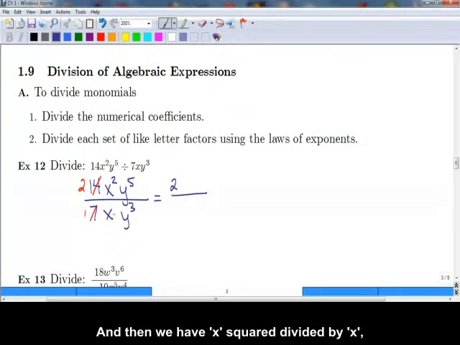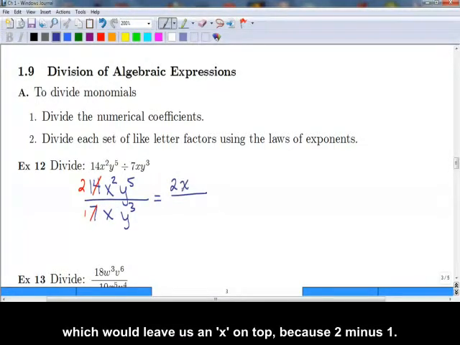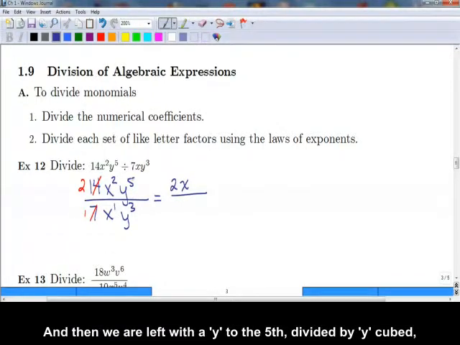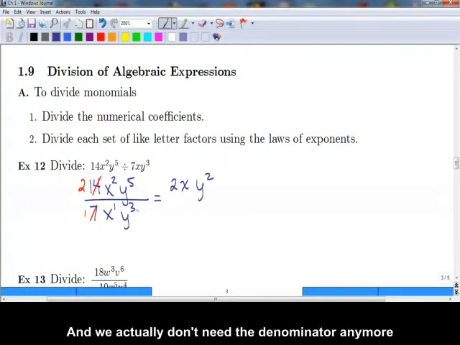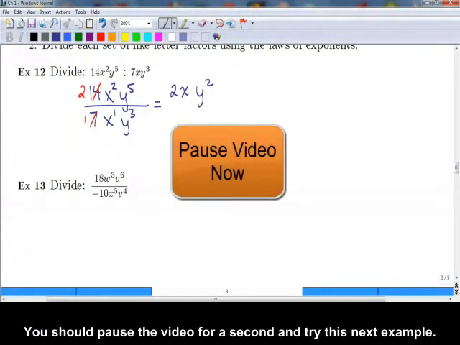And then we have x squared divided by x, which would leave us an x up top, because 2 minus 1. And then we are left with y to the fifth divided by y cubed, which would be y squared, because 5 minus 3 is 2. And we actually don't need the denominator anymore because all that we have left in the denominator is 1. So this is what we get when we divide those two monomials. I want you to pause the video for a second and try this next example.